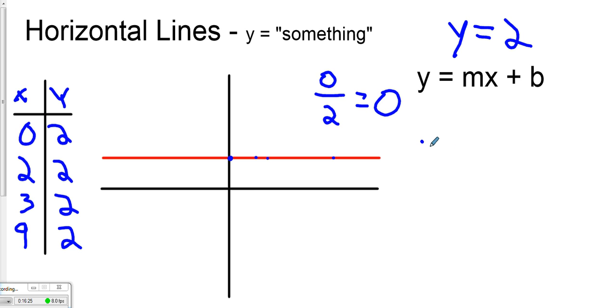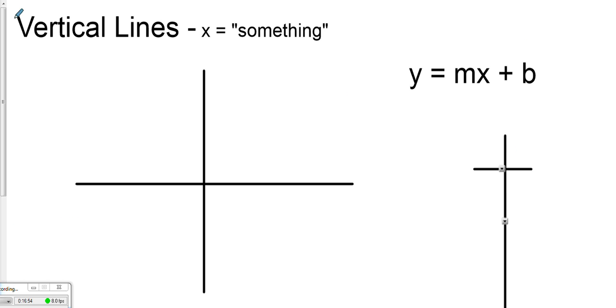So if we have y equals 0x plus b, remember that's whatever our y-intercept is, well 0 times anything is 0, and as a constant that can just be neglected. So any form of a horizontal line will just be y equals b, y equals the y-intercept. Okay, so always write your horizontal lines as y equals something. Please don't put in that extra slope.